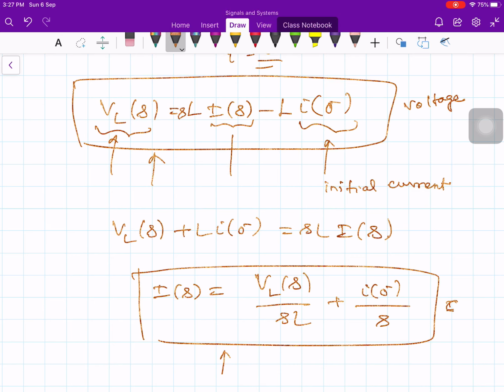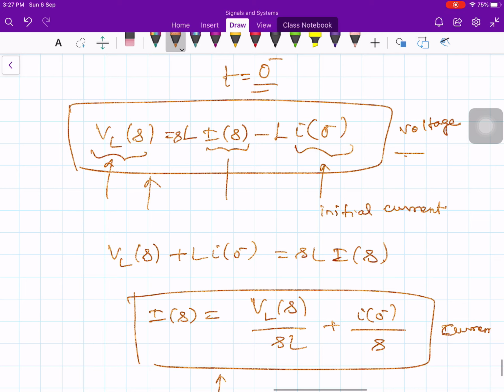You can use any one. Let me call this 1 and this 2. Okay, this 1 and 2 are the terminal equations of an inductor in the time domain and transform domain respectively. Both are equivalent to each other.